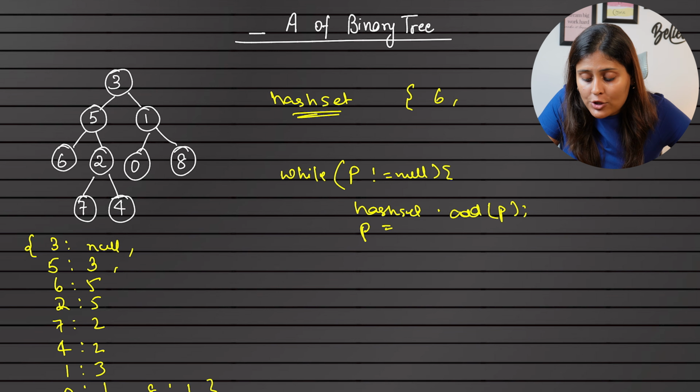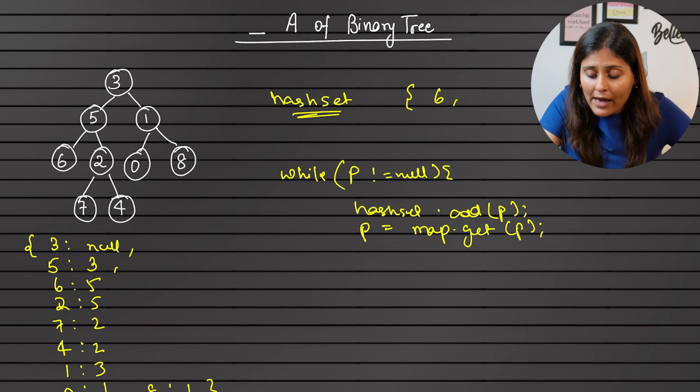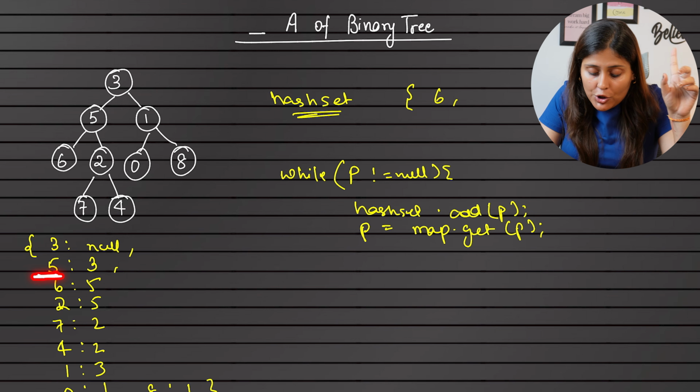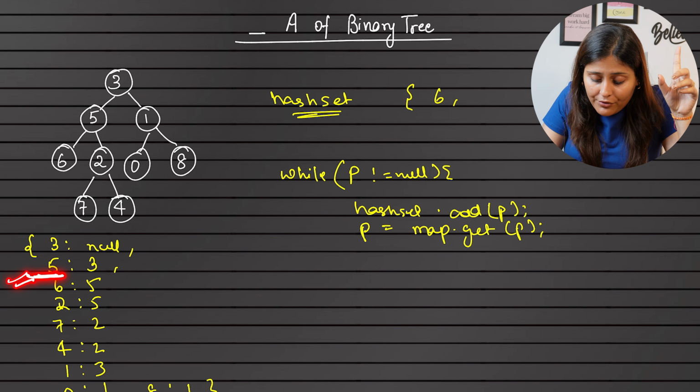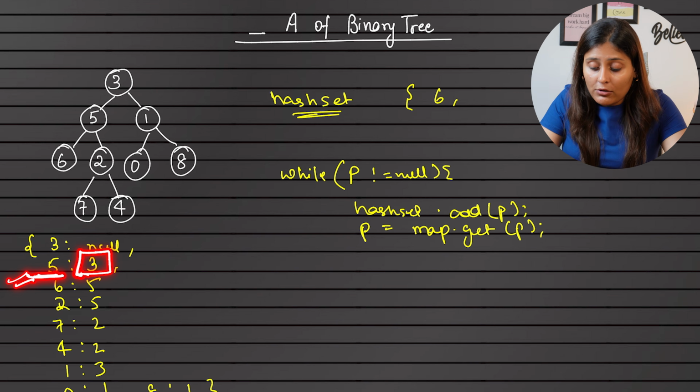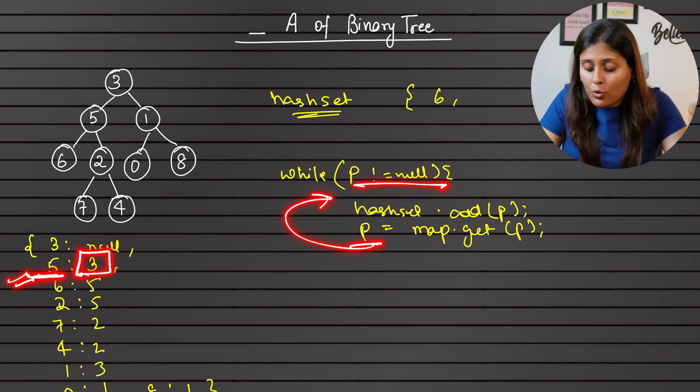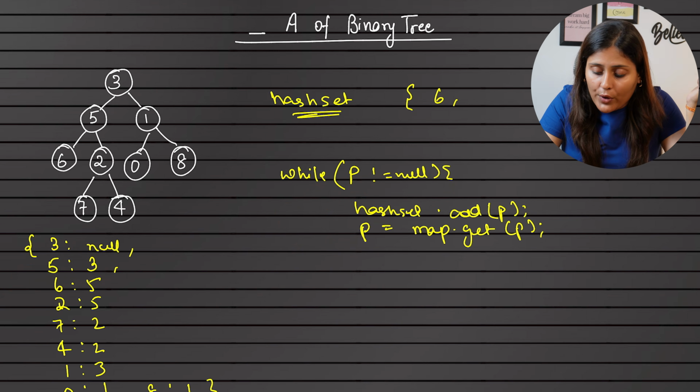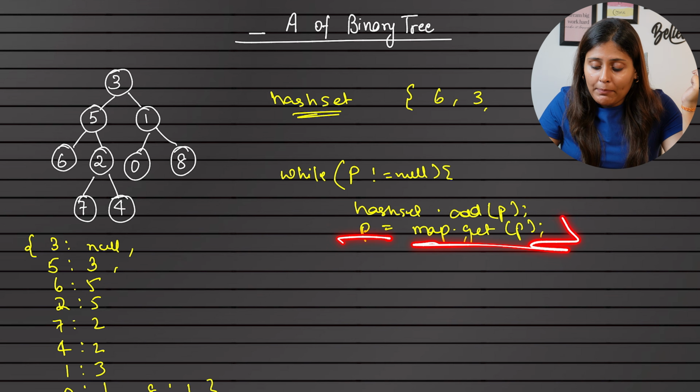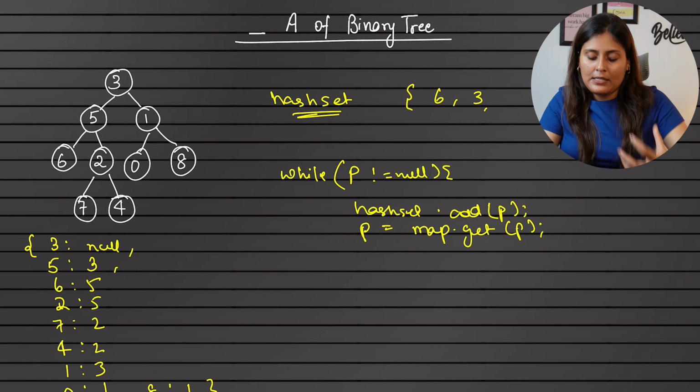the parent of it, right? So where is the parent? In the map. So map dot get P. We have stored in the map such that for 5, the key is 5, and with 5 we get the parent, which is 3. So now P will become 3. Is 3 null? No. So in the set please add 3 also. Now again P will become map dot get P, the parent of 3.